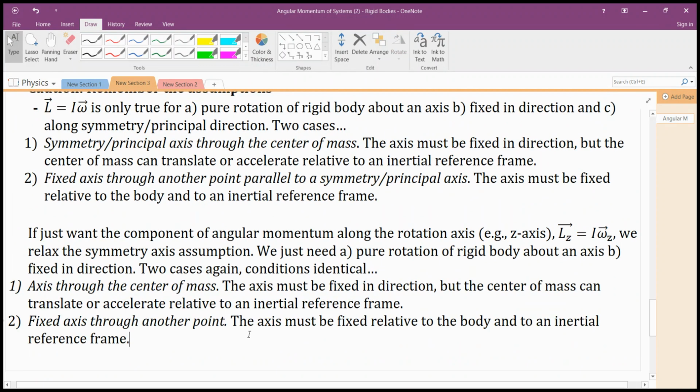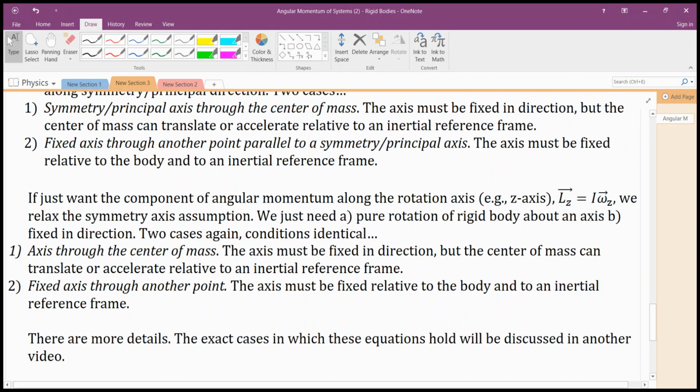There's the case of having an axis. Now it no longer needs to be a symmetry or principal axis through the center of mass. And in that case, the axis needs to be fixed in direction, but the center of mass can accelerate or translate in any way relative to some inertial reference frame. Or we have an axis that's through another point. In this case, the axis needs to be fixed completely in direction and location relative to the body and also to an inertial reference frame. That's if you just want to use L_z equals I omega_z. That's when that equation is true.